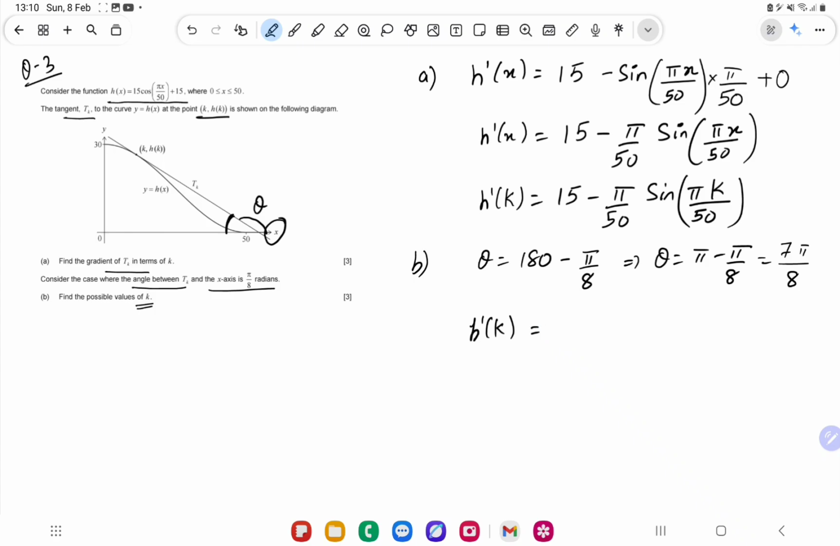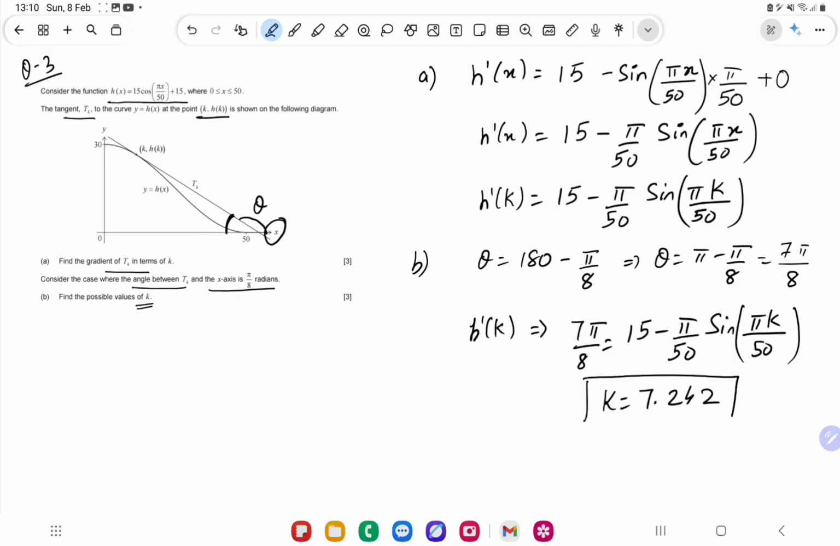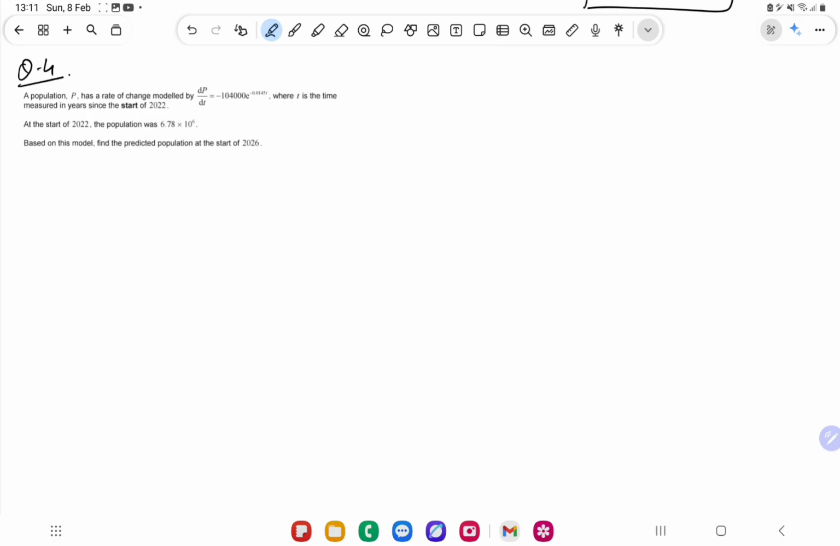I will equate it. So I can write 7 pi by 8 is equal to 15 minus pi by 50 sine pi k by 50, and you can use your GDC. So you will get k value as 7.242. So this is how we will get a k value. Now let's move to the fourth question.